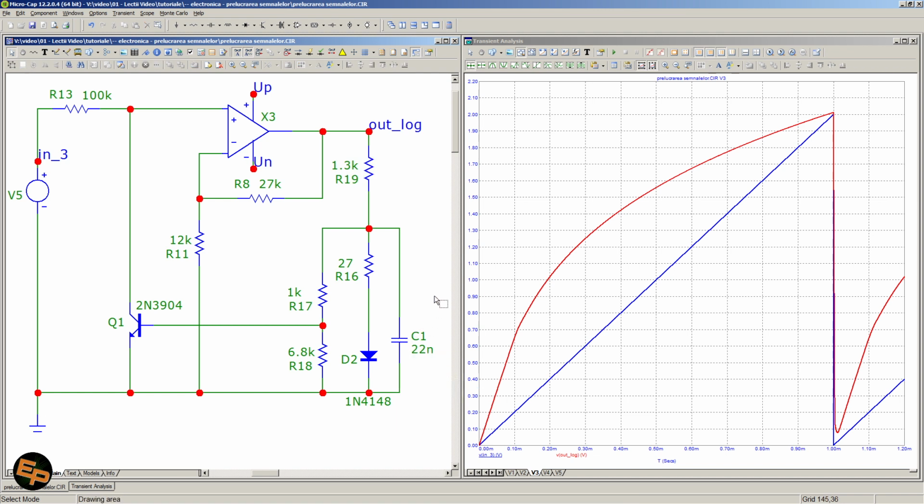We also have an extra component here that in practice might not be necessary. We have this capacitor across the diode and this smaller resistor. This is because, depending on the frequency of the input signal and the amplitude and other factors, this circuit has the tendency to oscillate.